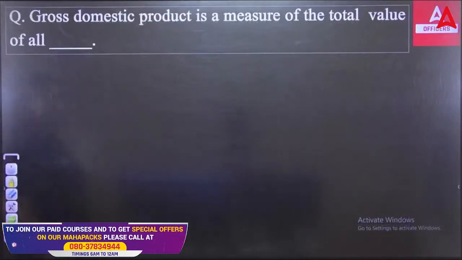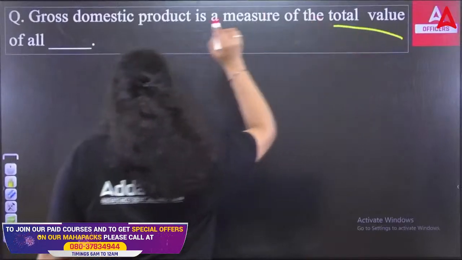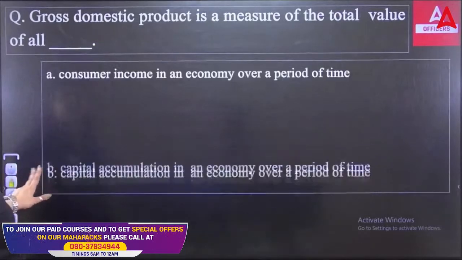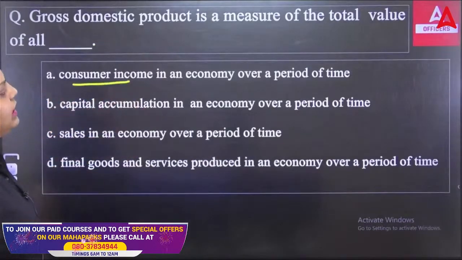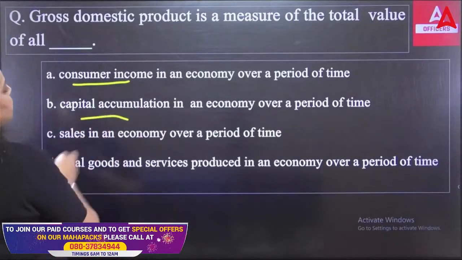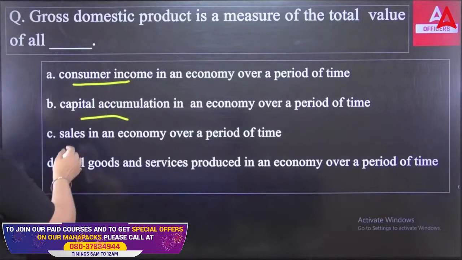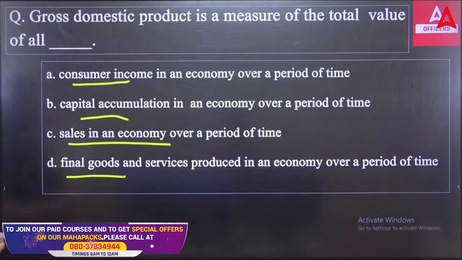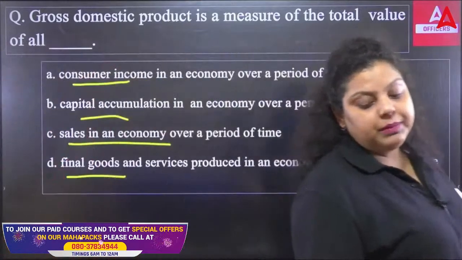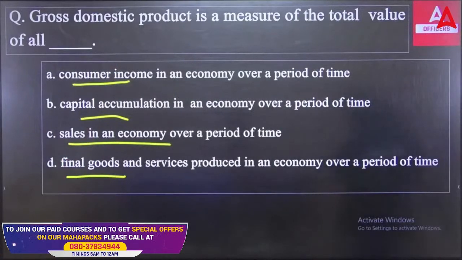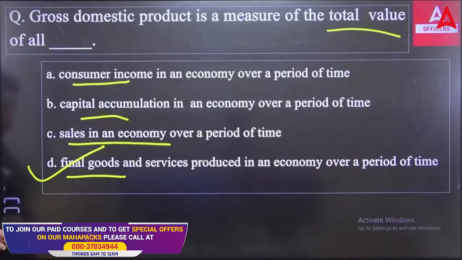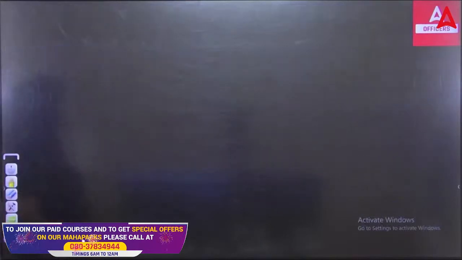Okay, now gross domestic product is a measure of the total value of all dash. So GDP is the measure of the total value of what? Consumer income in an economy over a period of time; capital accumulation in an economy over a period of time; sales in an economy over a period of time; final goods and services produced in an economy over a period of time. So which of the following is correct? GDP is the money value of all final goods and services produced within the geographical boundary of a country during a financial year. So you are calculating the total value of final goods and services. So the right answer will be D option.